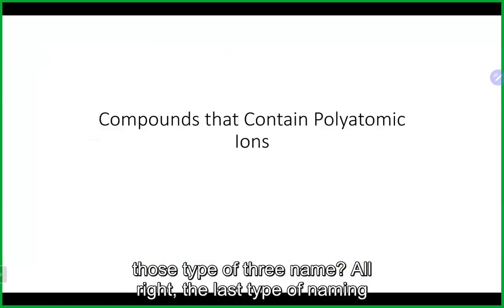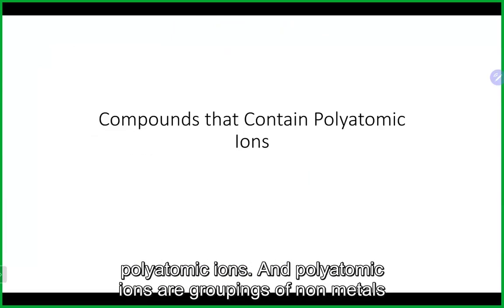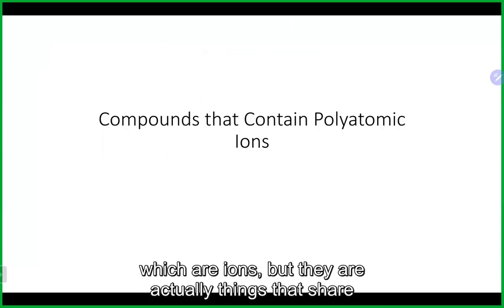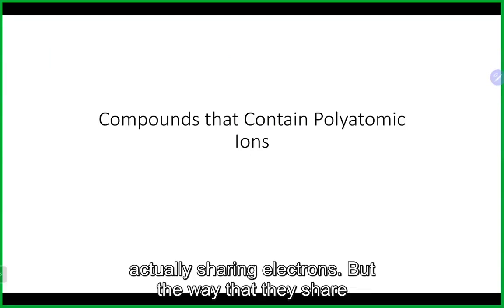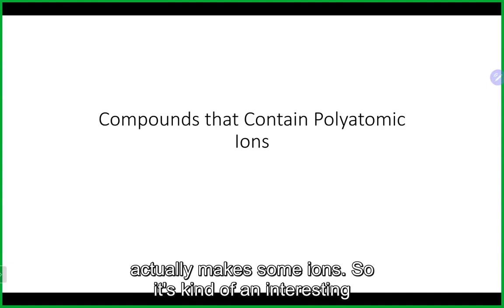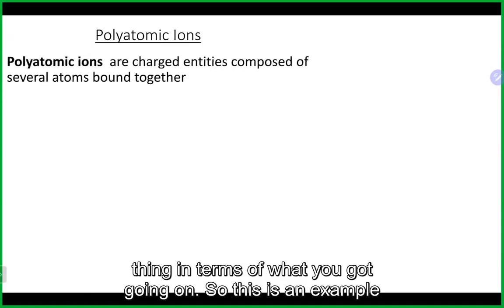All right, the last type of naming we're going to talk about are compounds that contain polyatomic ions. And polyatomic ions are groupings of nonmetals together. So they're oddly type of compounds. They're odd things which are ions, but they are actually things that share electrons. So they are covalently bonded. They are actually sharing electrons. But the way that they share electrons, they actually end up with an overall charge, which actually makes them ions. So it's kind of an interesting thing in terms of what you got going on.